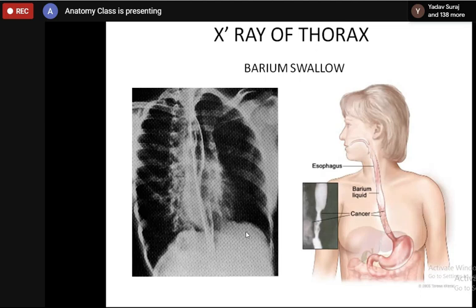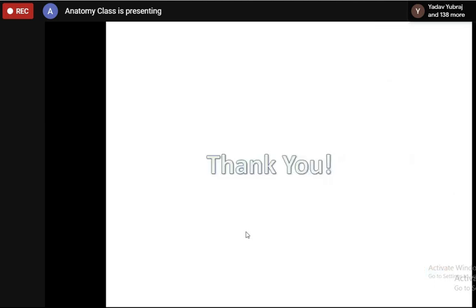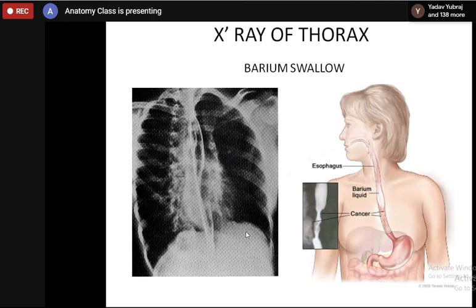Okay, so this is about the X-ray of thorax. So this is all about esophagus. Any part do I need to repeat? Any confusion?